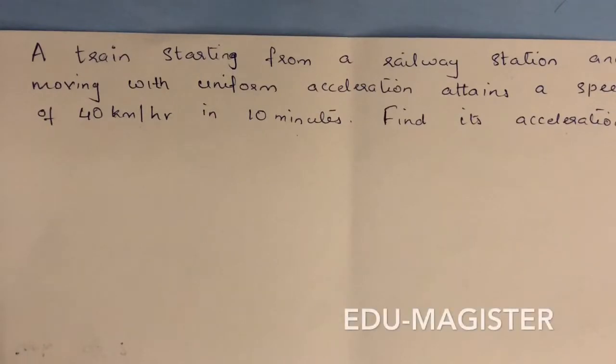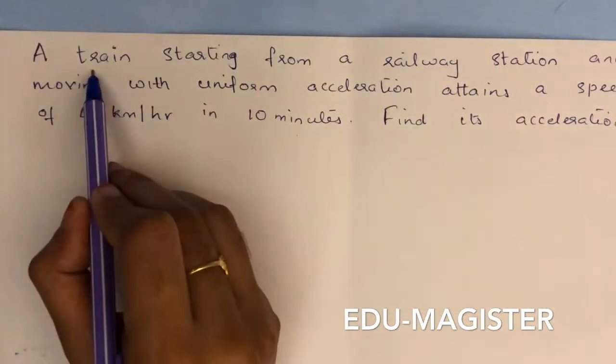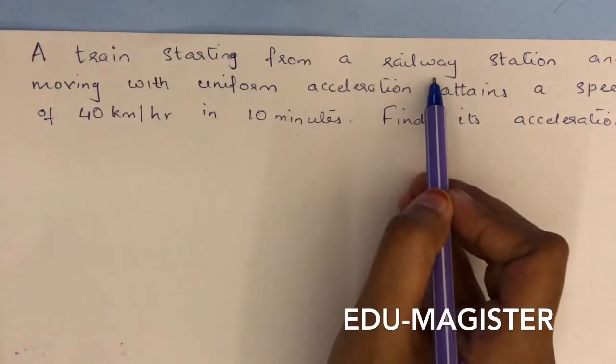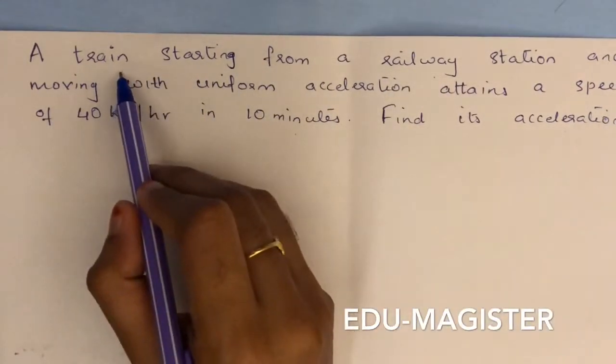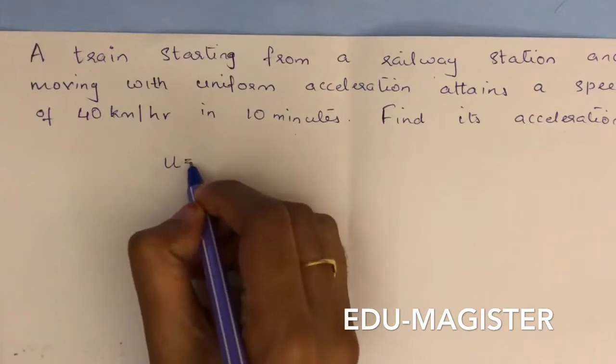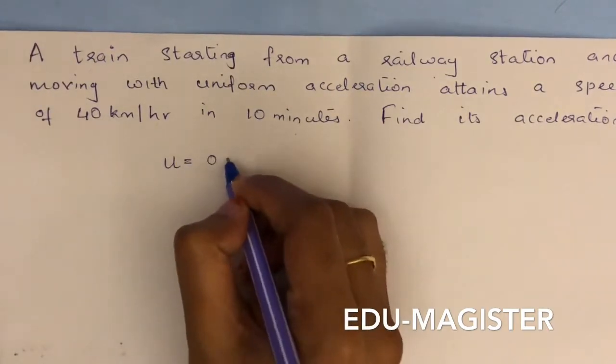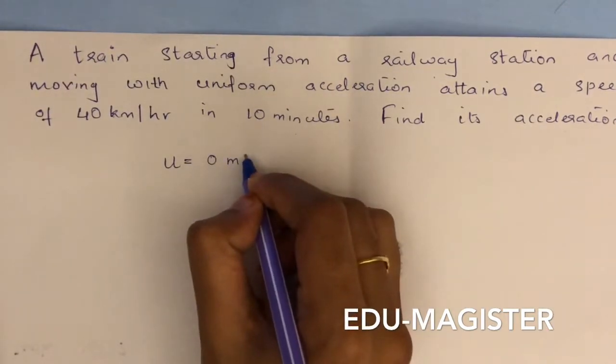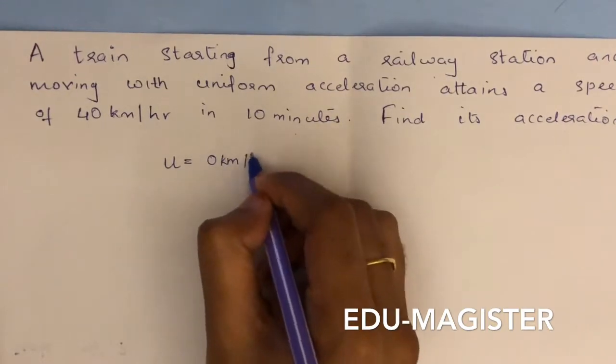A train starting from a railway station and moving with uniform acceleration attains a speed of 40 kilometers per hour in 10 minutes. Find its acceleration. So the train here is starting from a railway station. That means the train was initially at rest. So u is equal to 0 kilometers per hour.